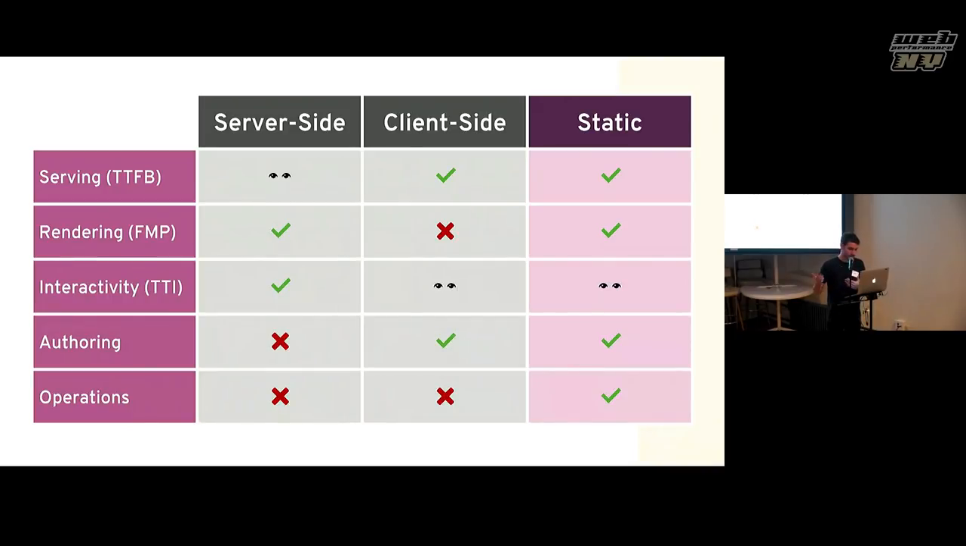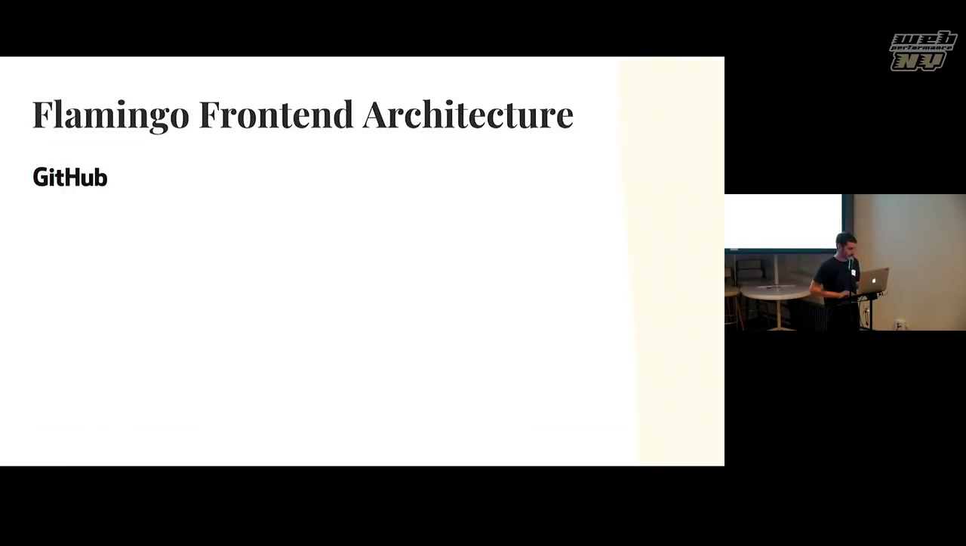You know, serving is really quick. There's no server in the loop there that we have to worry about. First meaningful paint's really good because it's mostly HTML. We still have to be thoughtful about how much JavaScript we're sending down because we are writing a lot of JavaScript, but that's something we can keep a close eye on. Authoring in React and operationally, like we don't have any of these servers to manage anymore. That's really, really nice. And so we can look at the architecture for Flamingo.